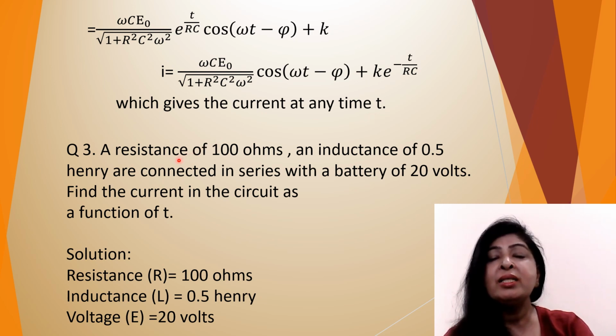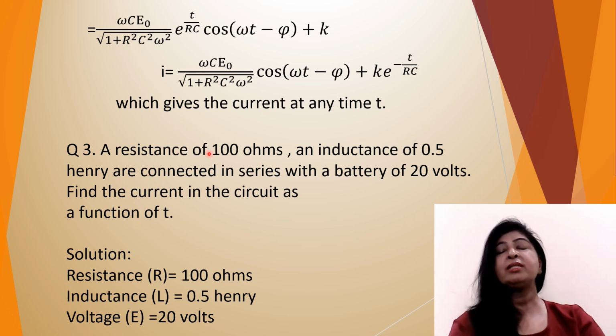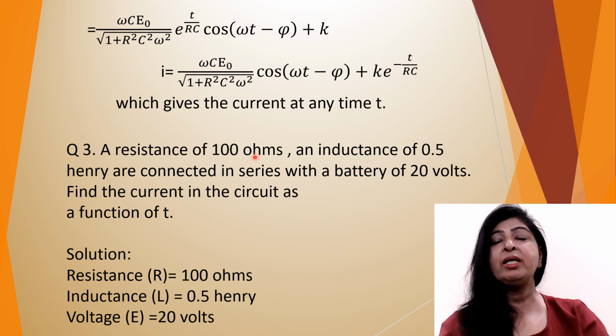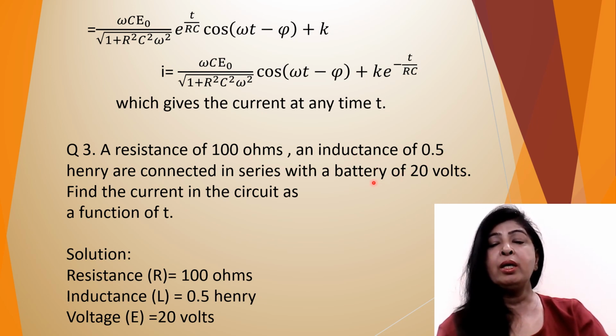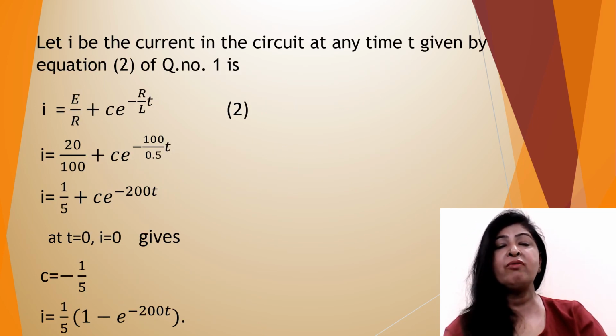Next is: a resistance of 100 ohms and an inductance of 0.5 Henry are connected in series with a battery of 20 volts. Find the current in the circuit as a function of t. Now resistance R of 100 ohms is given to us, inductance L is given to us as 0.5, and electromotive force E is given as 20 volts. So these three things are given to us. So we will just substitute these values.